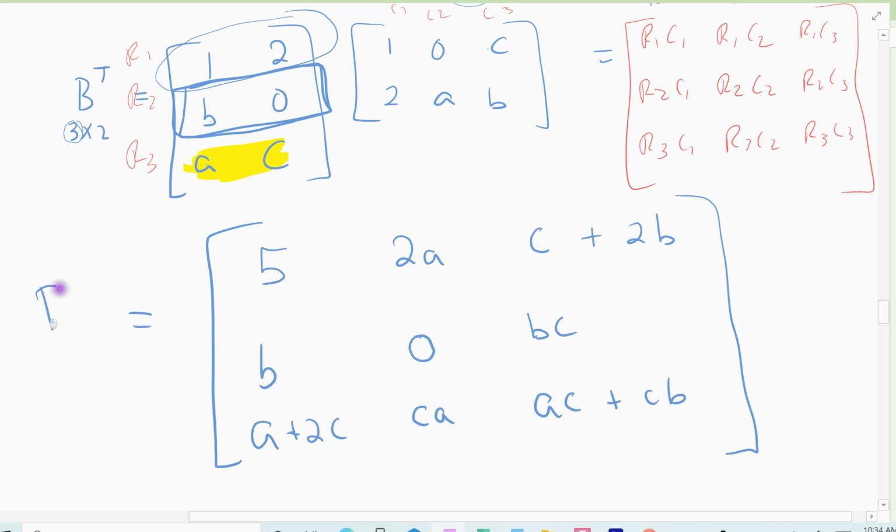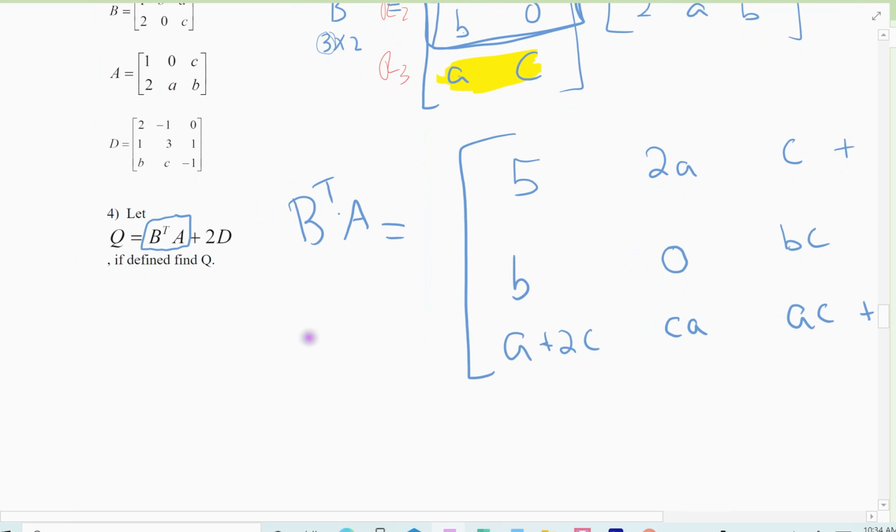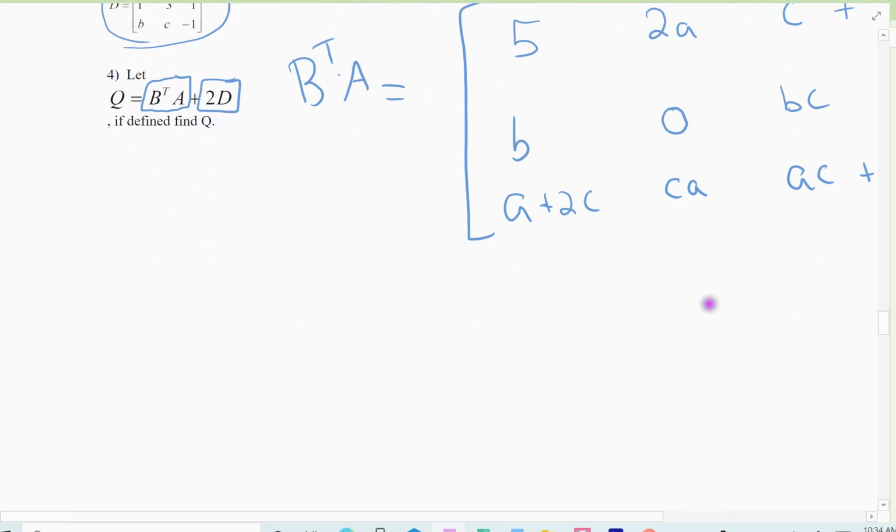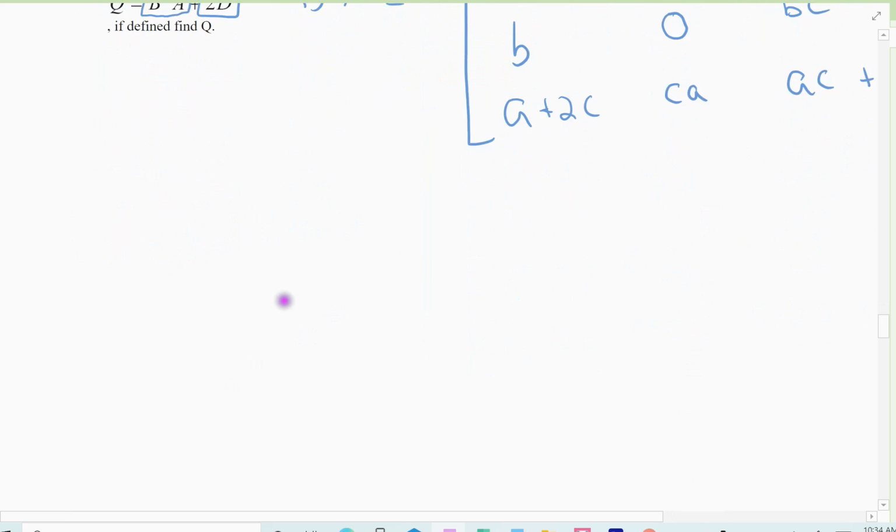Alright, there is my B transpose times A, which is a 3 by 3. There are 3 rows, 3 columns. Right, there's step 1. Alright, so now, remember what we're actually finding, I'm going to take that and add it to 2 times D. So I'm going to write this down, so I make sure I'm very careful when I write it down.